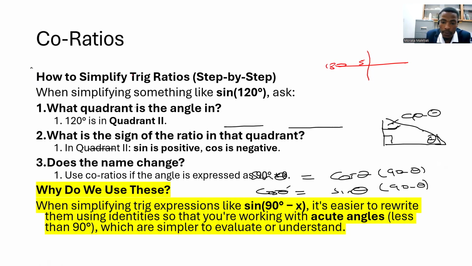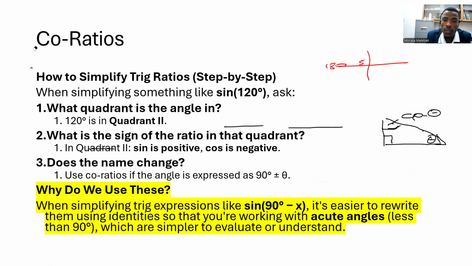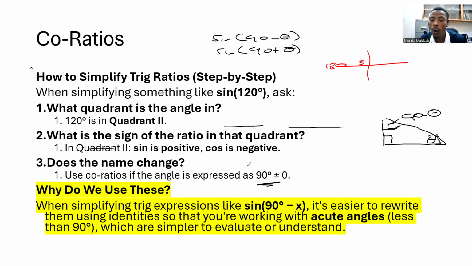So let's do this. We use co-ratios if we're having something like sine of 90 minus theta or, for example, 90 plus theta. That's what this means. If you're having 90 minus theta or 90 plus theta, that's when you're using co-ratios.